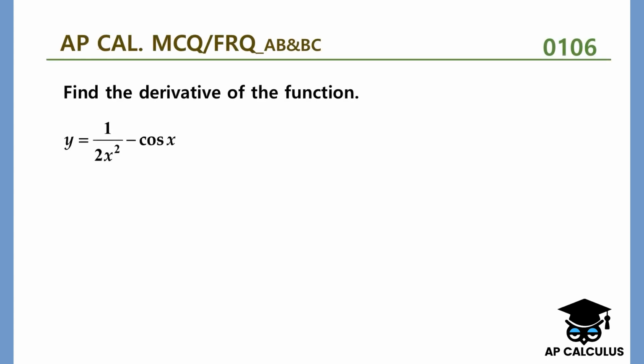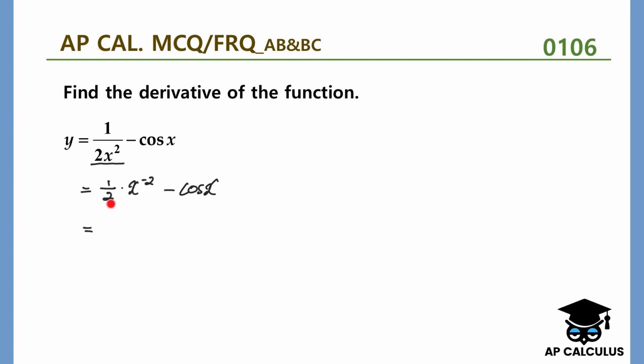Question 106. Find the derivative of the function. We have y is equal to 1 over 2x squared minus cosine x. Okay, we're going to rewrite this function. That's 1 over 2 times 1 over x squared, right? So 1 over 2 times 1 over x squared can be written as x to the power of negative 2 minus cosine x, right? So that is equal to, well, if a constant is multiplied, we leave it alone, right?